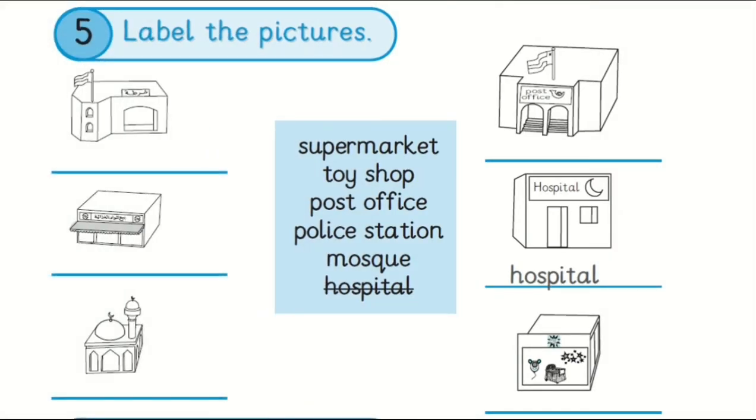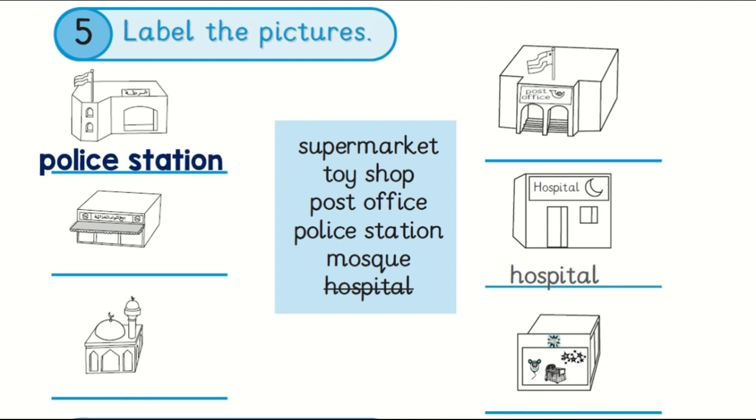Excellent. Now here we have to label the pictures. Okay. Now here we have some words. Supermarket, toy shop, post office, police station, mosque, hospital. Hospital is already done for you. Now look up there. Shurta. This building belongs to the police station.